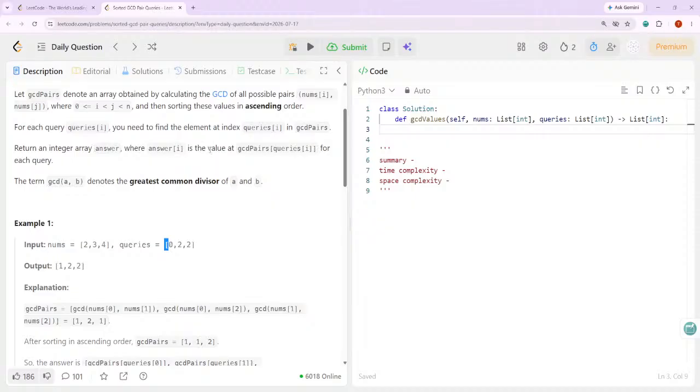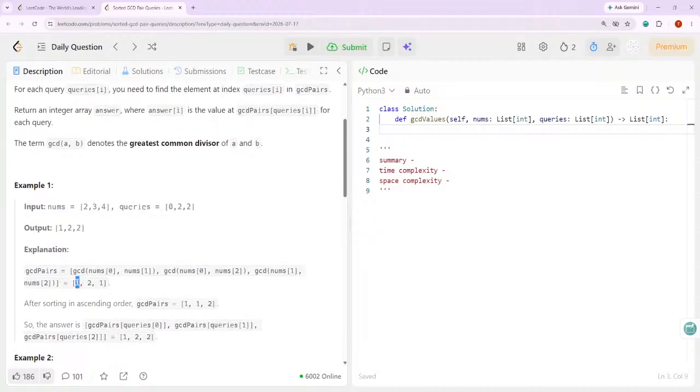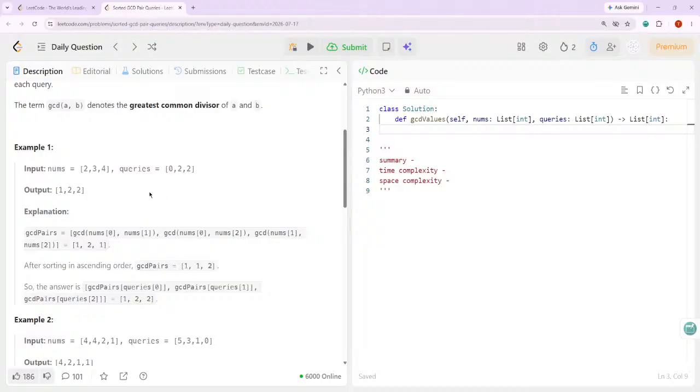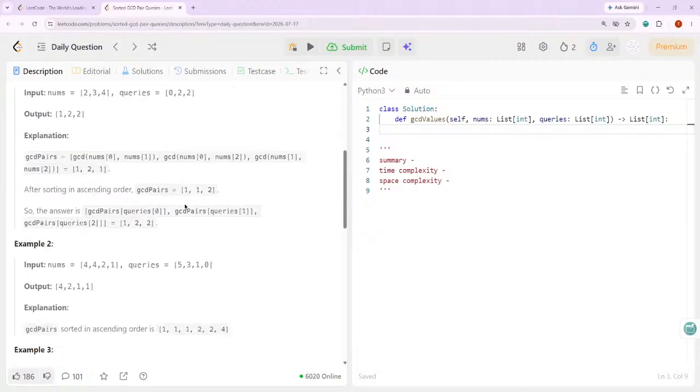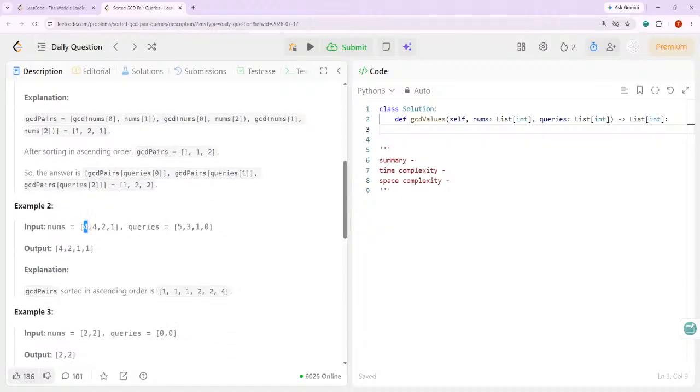Return integer answer where answer i is the value at GCD pairs at queries at i for each query. Okay, so sorting it is 1, 1, 2, and here 0 is 1, 2 is 2, and 2 is 2. Not sure why you'd ever really want to query the same one. Oh, I guess it doesn't really matter what the actual overlaying program that would require this. Okay. So every possible GCD.